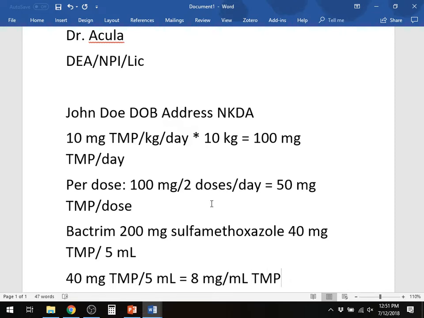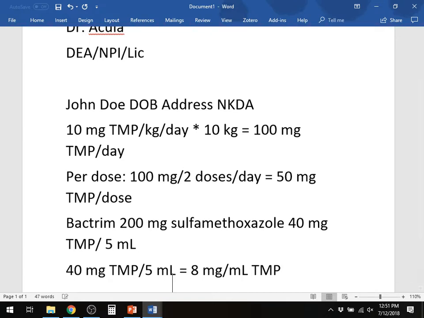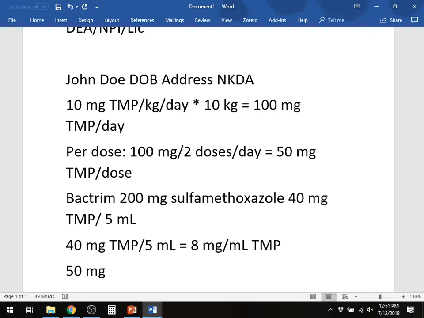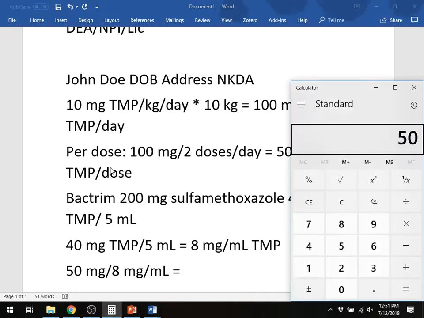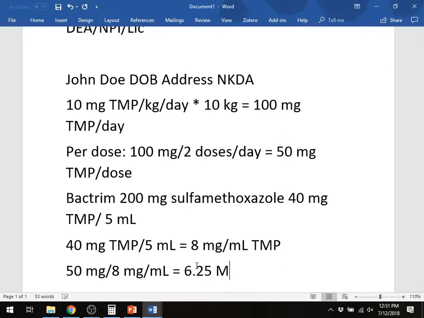So now I know my concentration, and I know how much I'm going to be administering to this patient. I need to get from milligrams of trimethoprim per dose to mLs that I'm actually going to administer. So I'm going to take that 50 milligrams divided by 8 milligrams per mL, and I should get what? 6.25. Let's do the math. I don't actually have it off the top of my head. Math is hard, okay? 6.25. Perfect. Thank you, Val. So 6.25 mLs per dose or per day? Per dose. Remember, we got it down to the dose already. So this child will be administered 6.25 mLs per dose.